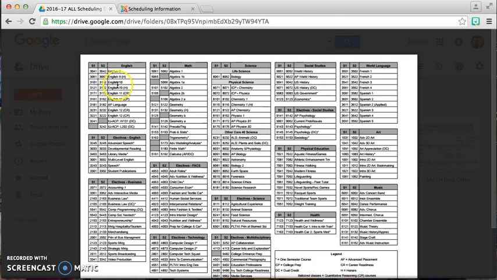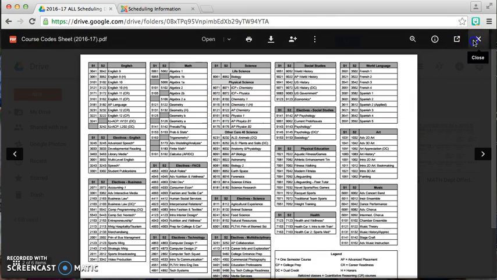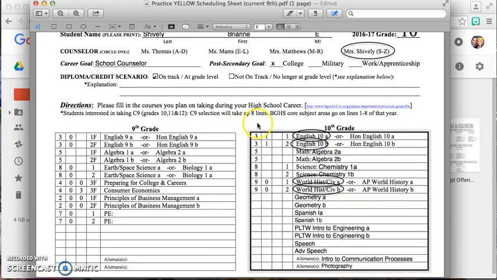So for example, English 10A is 3101, English 10B is 3102. Algebra 2A is 5101, Algebra 2B is 5102 if I'm taking them in the correct semester order. Geometry is 5121 and 5122. Chem 1 is 8101, 8102. So you see you can use this sheet pretty easily to navigate when you're going back to your sheet so that you can correctly write in the codes that go with the course that you are requesting.